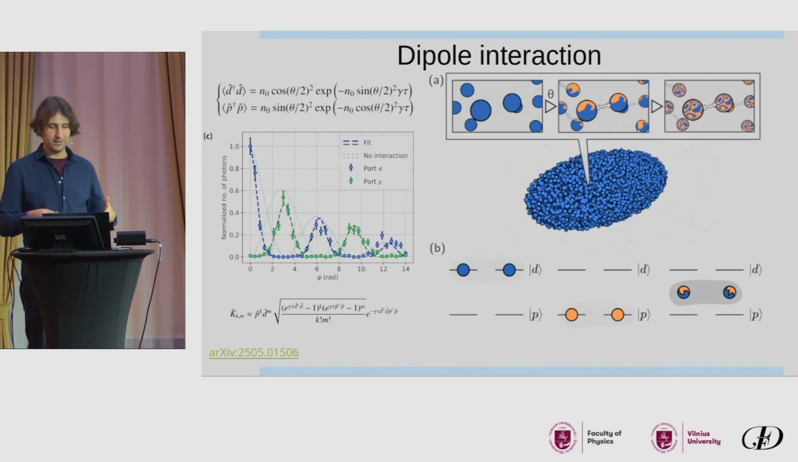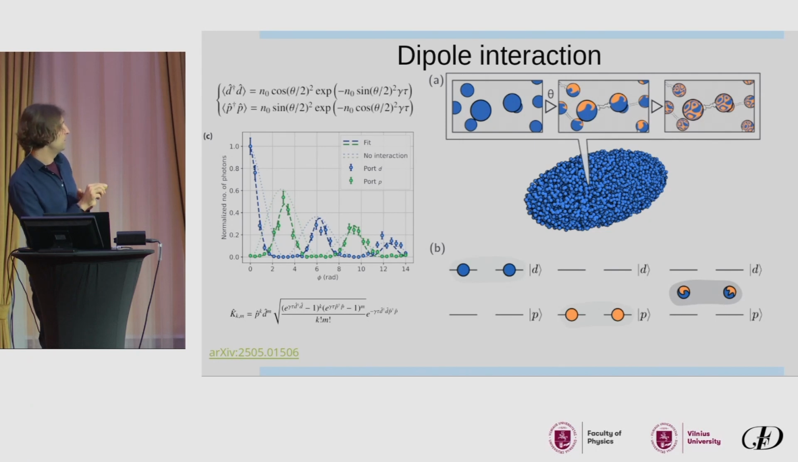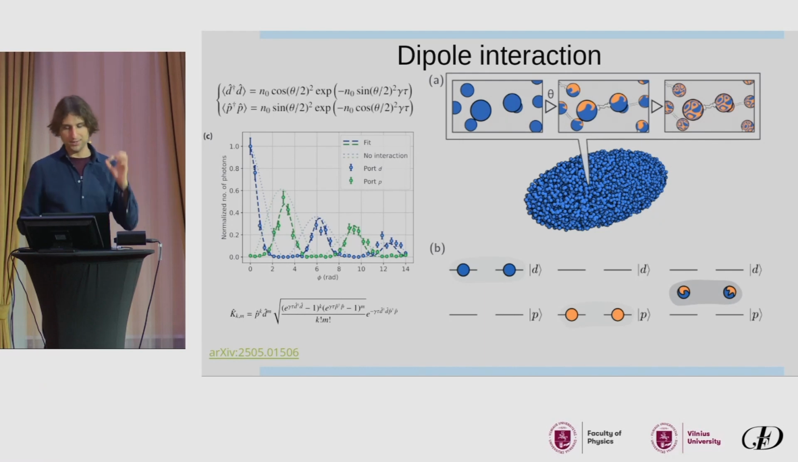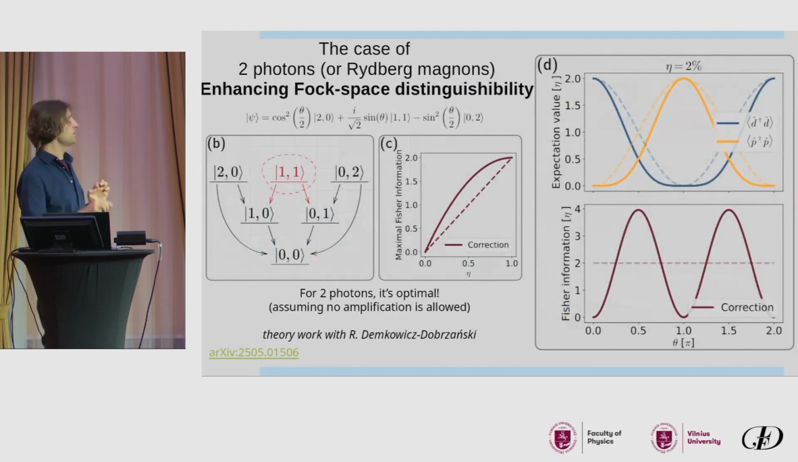So we have a certain phenomenological model, I would say, that involves the two-body correlations, and we can now predict those curves, and we can write it as a general Kraus operator set that describes the interaction. So let's test it on two excitations. If we have two excitations and they get Rabi rotated, then we get a combination of state 2, 0, so both in D state, 1, 1, DP, and 0, 2, everything in P state.